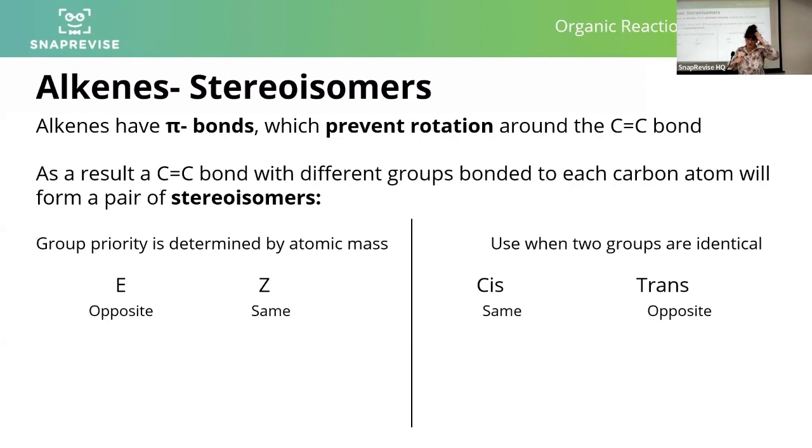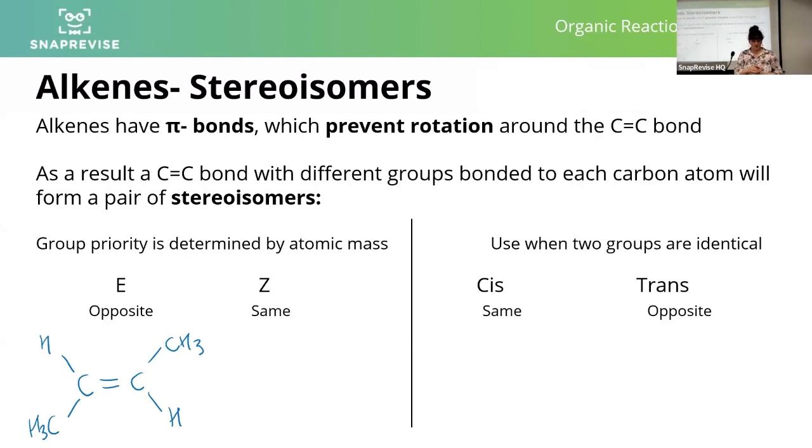EZ nomenclature is kind of the cover-all way of describing stereoisomers, because you can use it for whatever groups you've got on your carbons, either side of a carbon-carbon double bond. What we're looking at is the position of, I'm going to call them priority groups or higher priority groups, either side of a carbon-carbon double bond. So on each carbon of a carbon-carbon double bond.